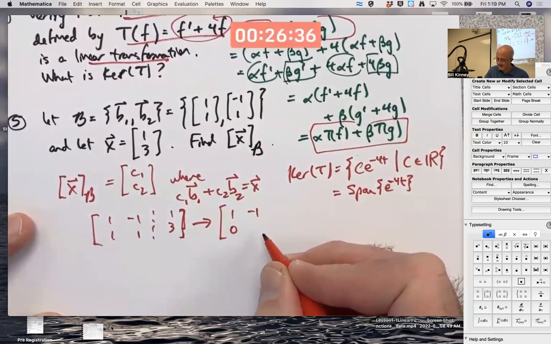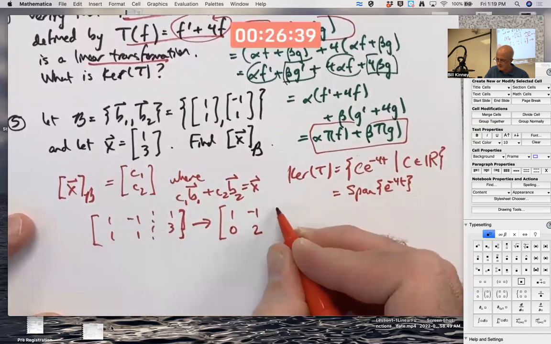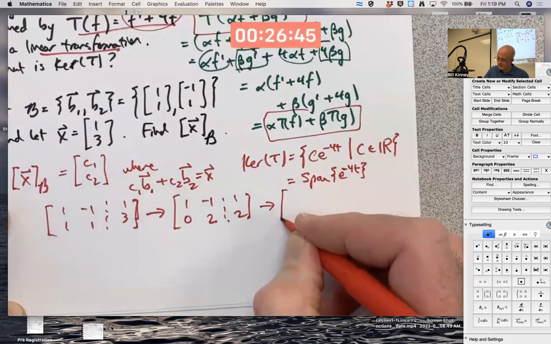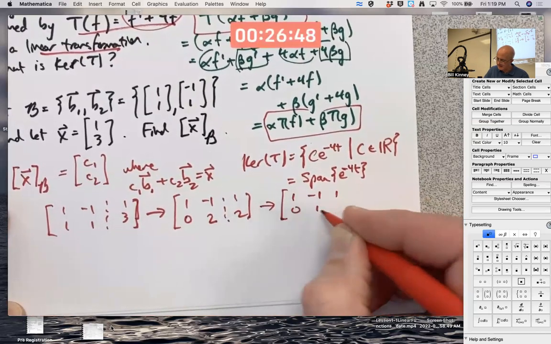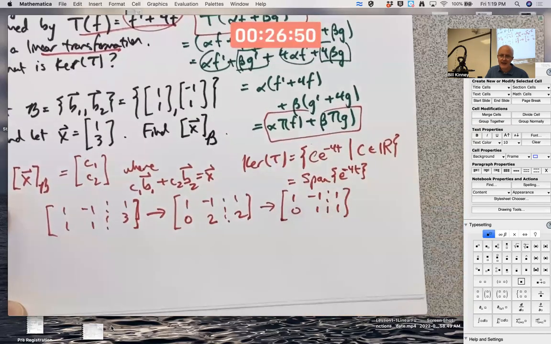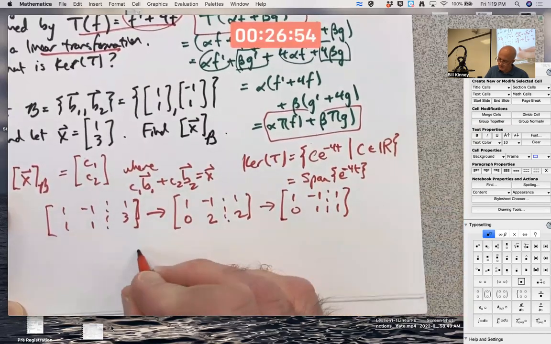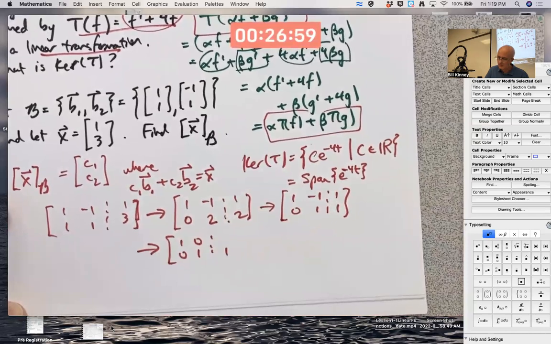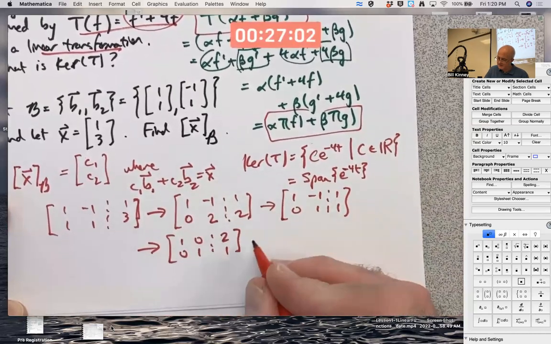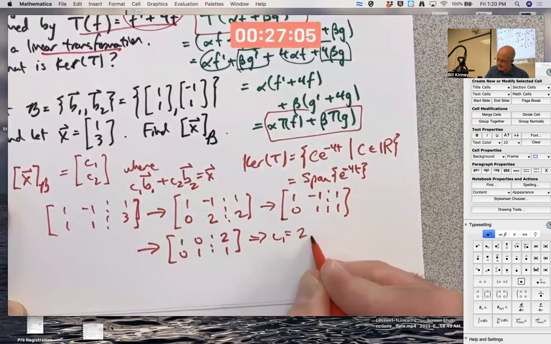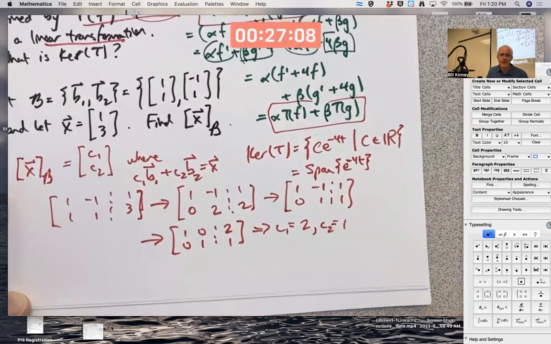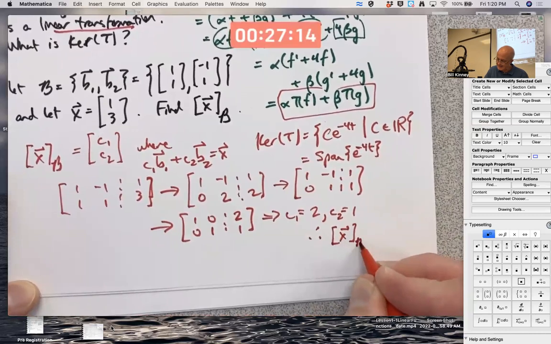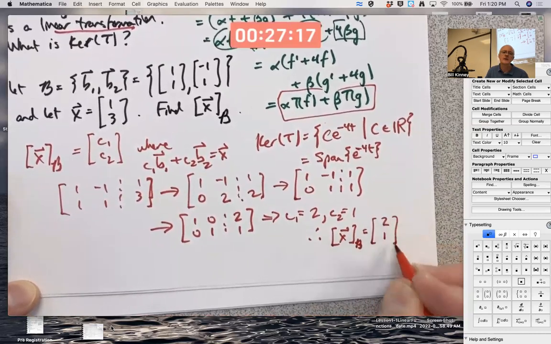Let's see, I'm going to multiply row 1 by -1 and add it to row 2. And this is what I would get. Then multiply row 2 by 1/2 and get this. Then add row 2 to row 1 to put the answer in row 1 and get your final matrix. Add row 2 to row 1, I'm going to get a 2 there. So C1 is 2 and C2 is 1. And that means, therefore, the coordinate vector of X relative to this basis is 2, 1. That's the answer.